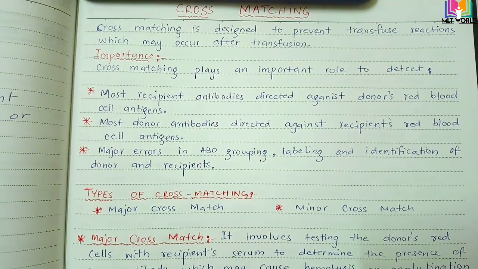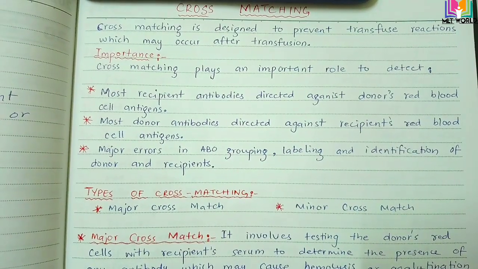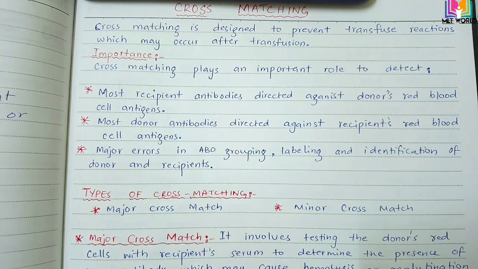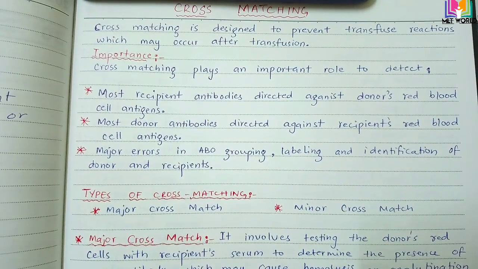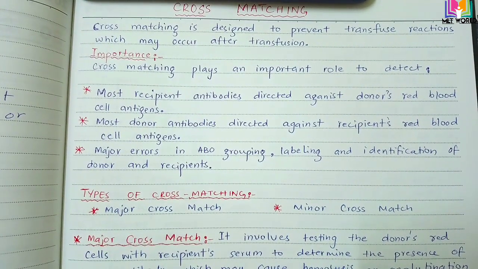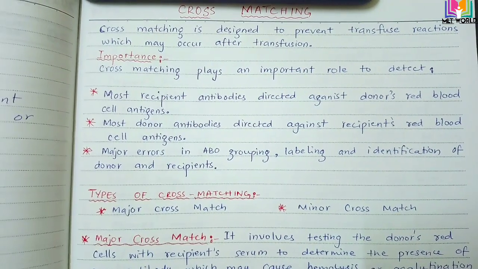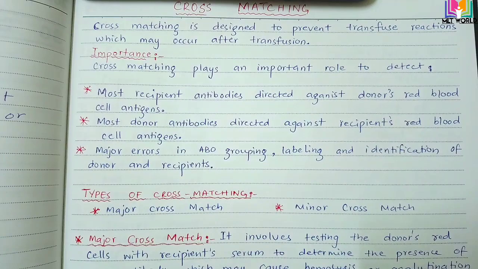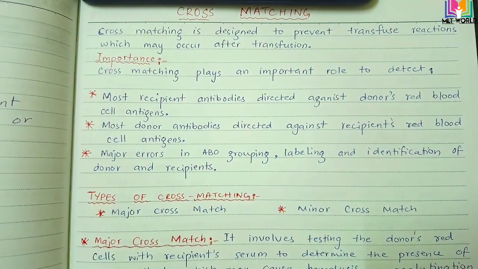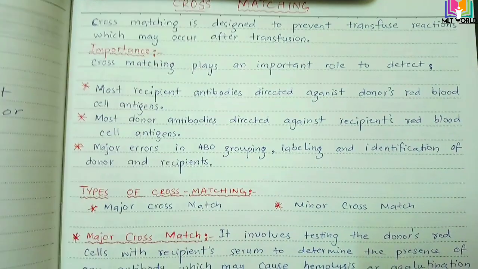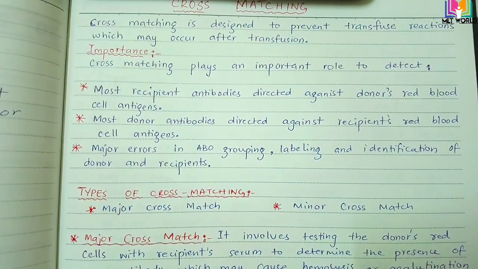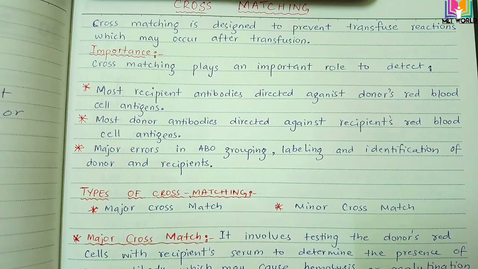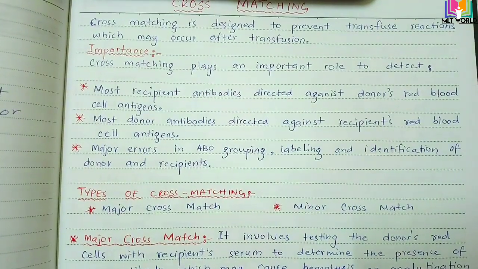What is the importance of cross matching? Cross matching plays an important role in detecting, first, recipient antibodies directed against donor red blood cell antigens. Second, donor antibodies directed against recipient red blood cell antigens. And third, major errors in ABO grouping, like labeling or identification errors of donor or recipient. So we can rectify that error by doing cross matching.